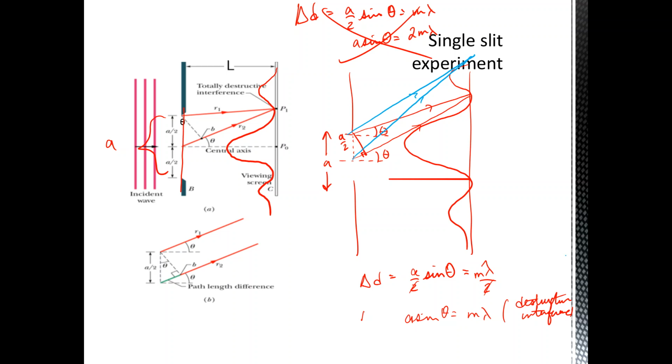Or you're talking about m plus or minus half times lambda? Yes, you're right, but I'm only talking about the first one. This equation applies to the first one. So it would be 1 minus a half, which would be a half.